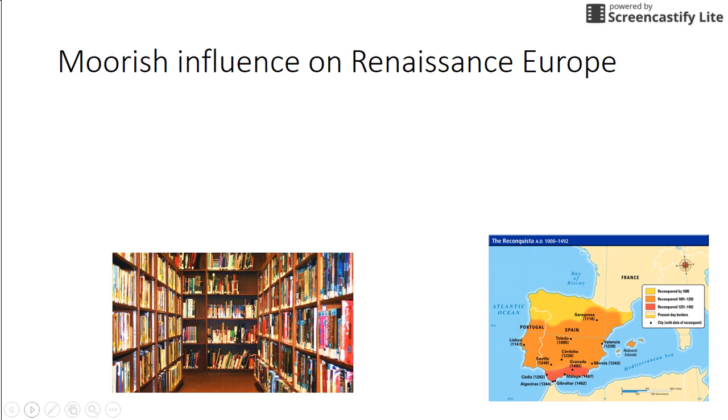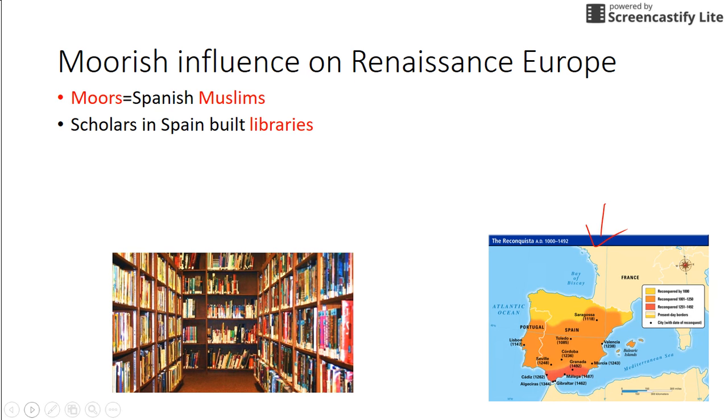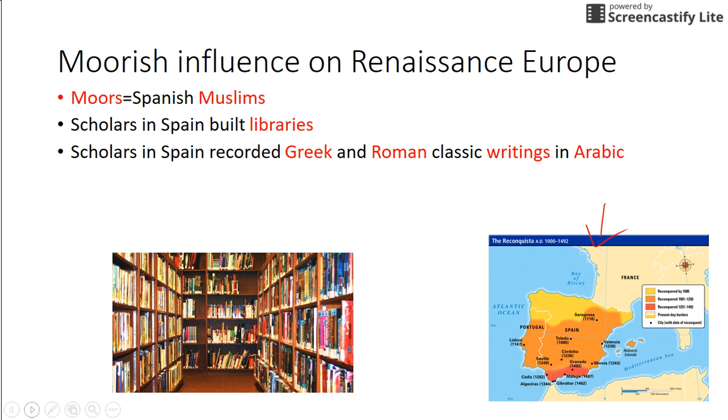Now, the Renaissance started in Italy, but it owes a lot to the Moors, which is a name given to Spanish Muslims who lived in Spain before the Reconquista. Remember, this is from the Middle Ages. Scholars in Spain built lots of libraries, and with their libraries, they had the recordings of Greek and Roman classic writings. And since they're Muslim, they would record that in Arabic, in their common language. They also brought papermaking to Europe, which is essential, as you're going to find out later on, for the mass production of books.